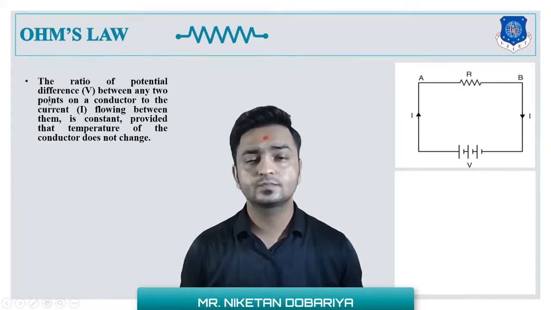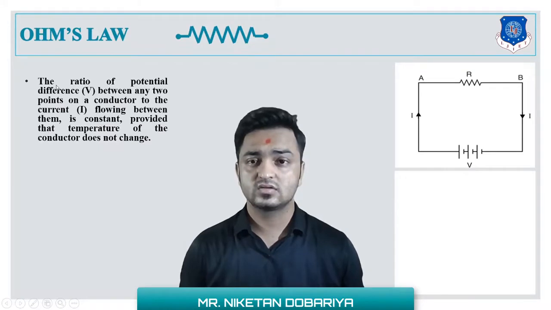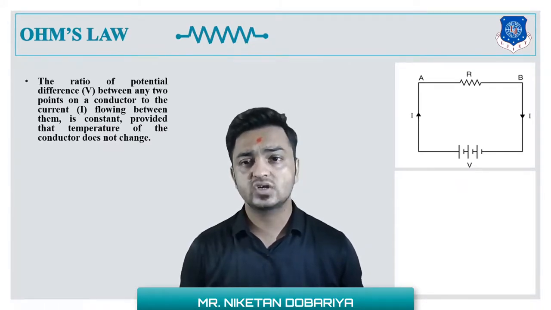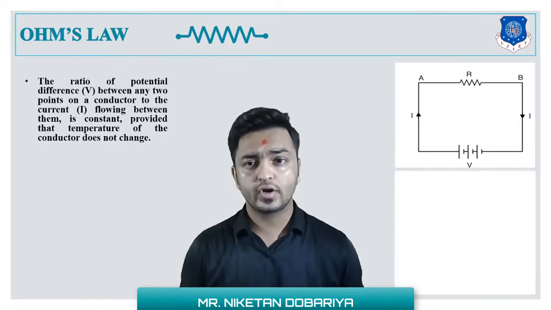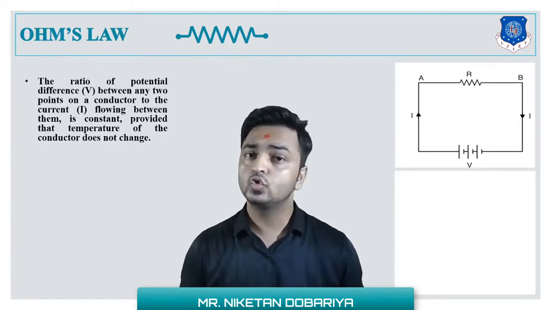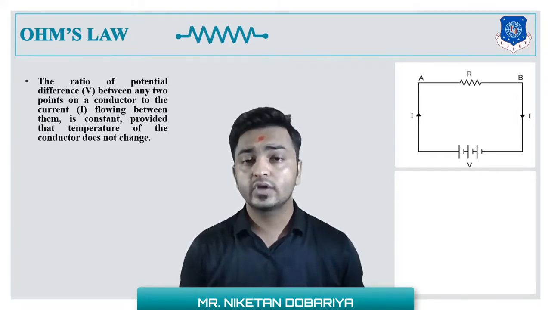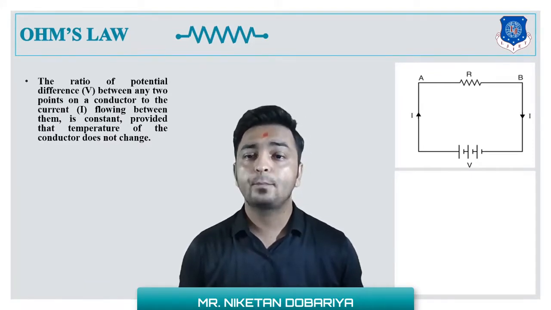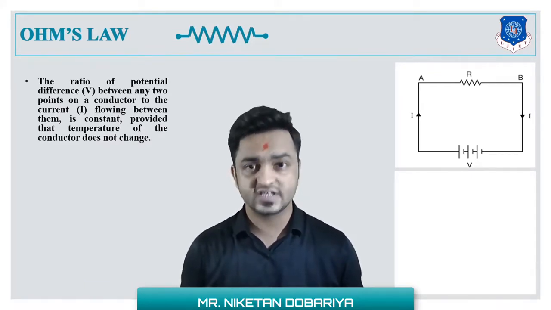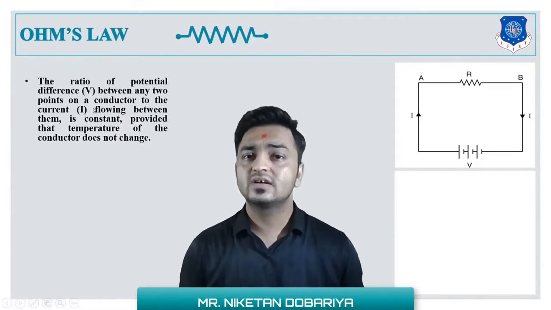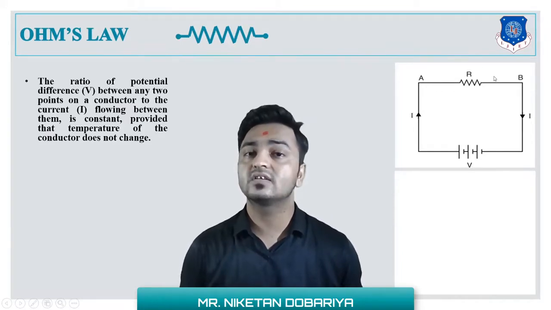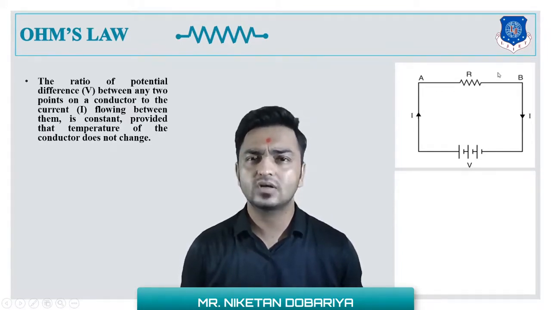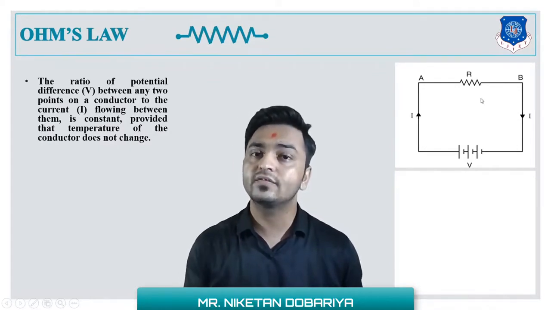That is given over here: the ratio of potential difference between any two points on a conductor to the current flowing through that conductor is constant, provided that the temperature of the conductor does not change. Let's understand the statement. For this circuit, let's consider that this given resistor is nothing but a conductor. This is the resistance of that given conductor.